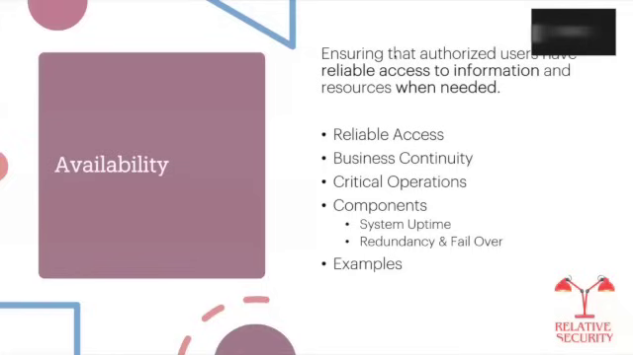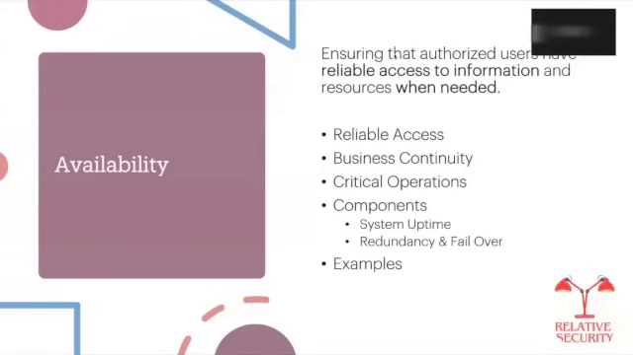When we talk about the components of availability, the first thing that comes to mind is system uptime, which refers to the percentage of time that a system is operational and available to users. Ensuring high uptime is critical for maintaining availability. Organizations often aim for five nines availability, meaning that systems are available 99.999% of the time.